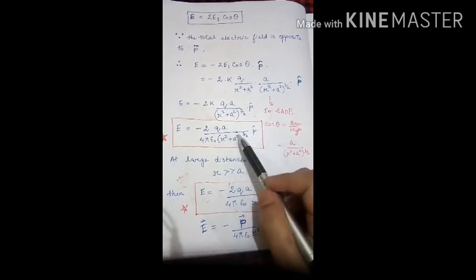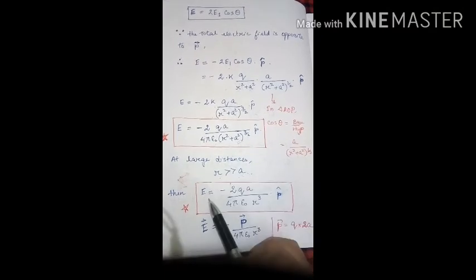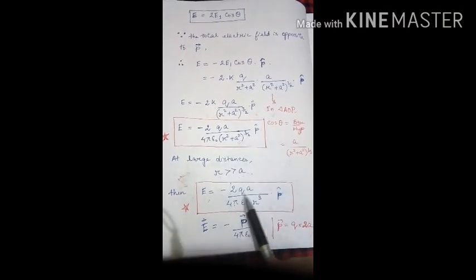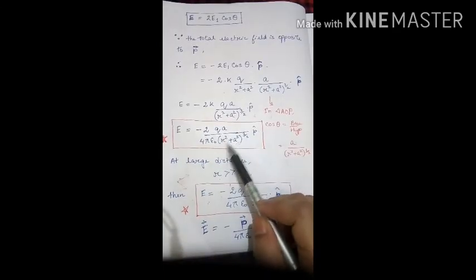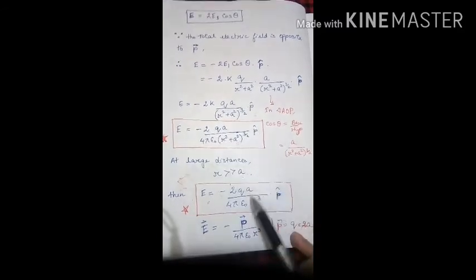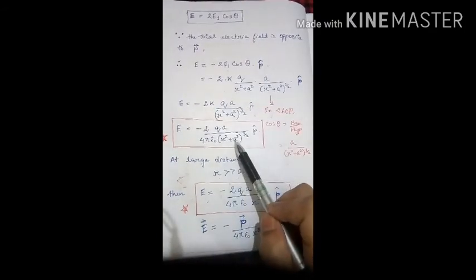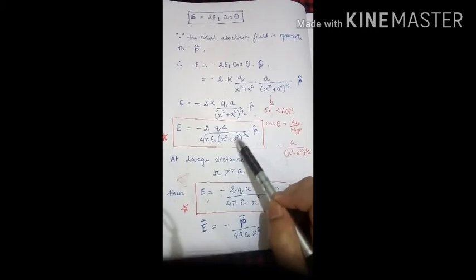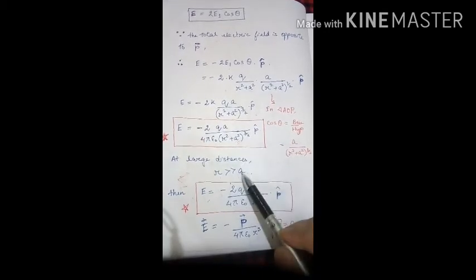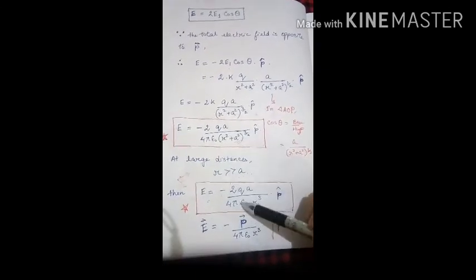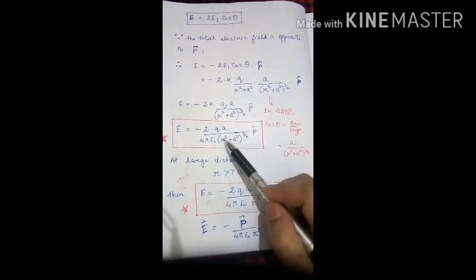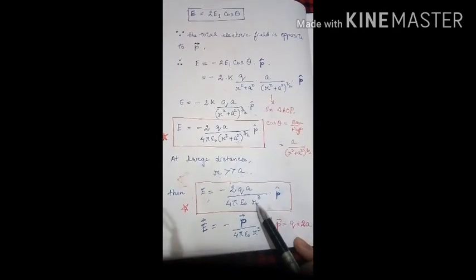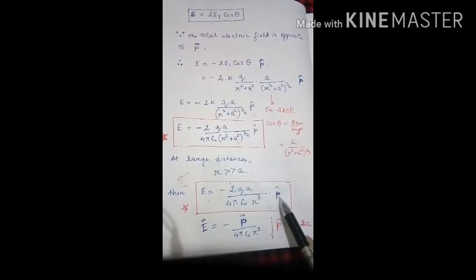So what this equation will now become, if r is much greater than a, then E will be minus 2qa divided by 4 pi epsilon naught, and the power of r will become 3. Why? Because here we have neglected the term a square, since a is much smaller than r. So the power of r becomes r to the power 2 into 3 by 2. 2 and 2 cancel out, so the power of r will become 3. Here we have written r to the power 3. The unit vector p will be there.